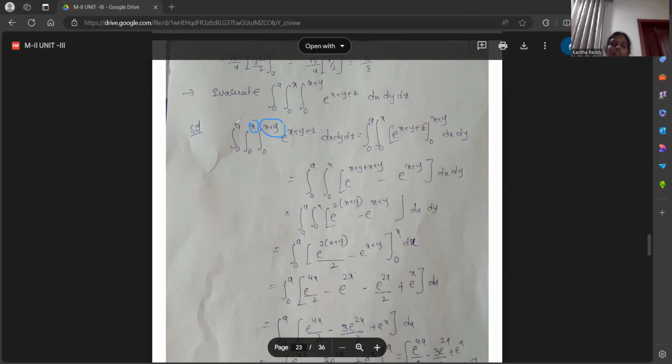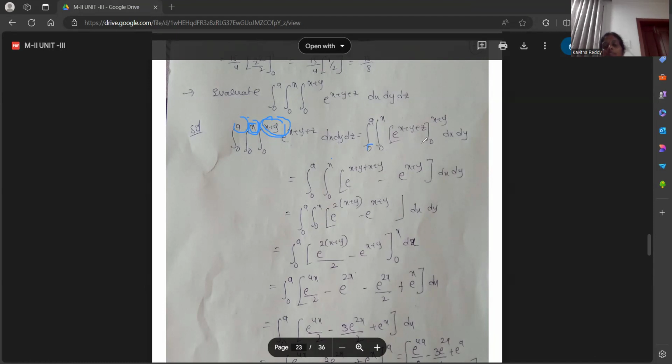Then again, what are the numerical values? Constants are there. So that's why you need to integrate first with respect to z, then y, then x, based on limits. Observe the limits. If limits are in terms of x and y, you need to integrate with respect to z. If your limits are in terms of x, you need to integrate with respect to y, then at last with respect to x.